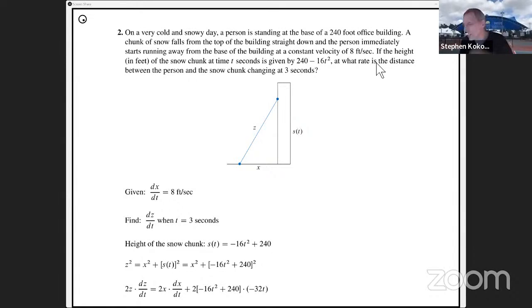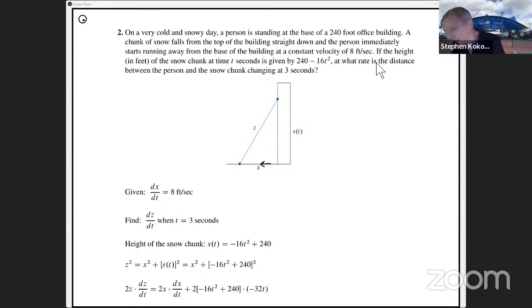All right, well, it's a cold and snowy day in a big city, and a person is standing at the base of this 240-foot office building. And all of a sudden, a chunk of snow falls from the top of the building straight down. And the person just happens to be looking up at that time. And as soon as that chunk starts to fall, they start running immediately away from the building in that direction.